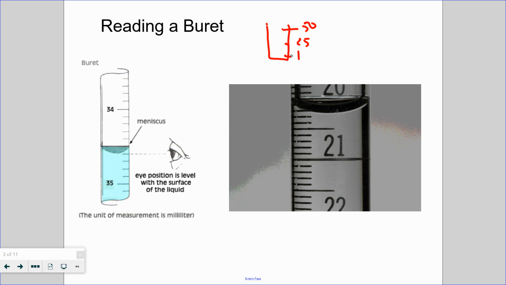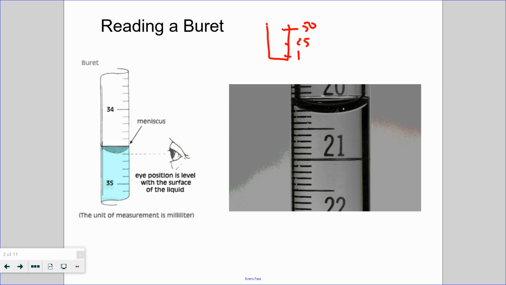But notice as I'm going down in my burette here, I've got 20, 21, 22. On this one over here, 34, 35. So as I go down, I'm getting bigger. In a graduated cylinder, I get smaller. So the first time kids look at these burettes, they think they're upside down. They're like, what's up with that? How come it's getting bigger as I go down?